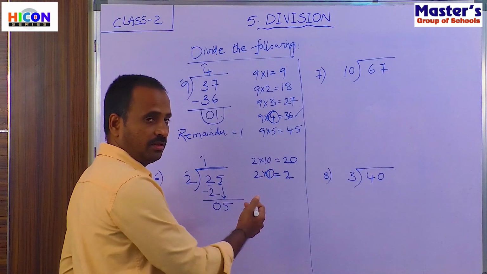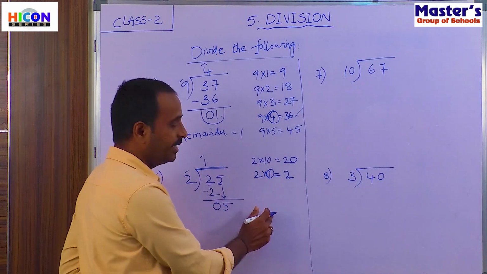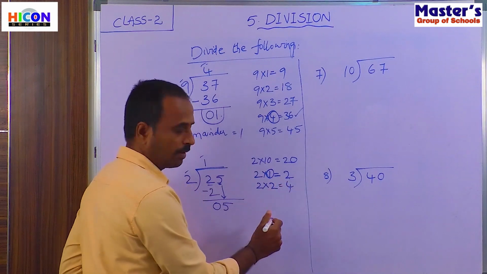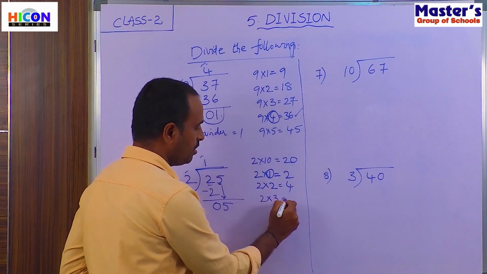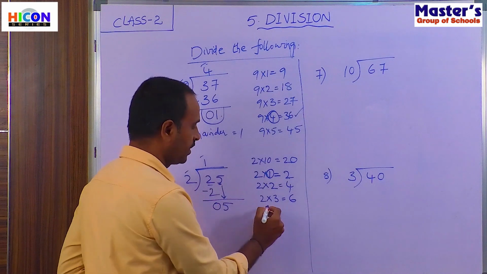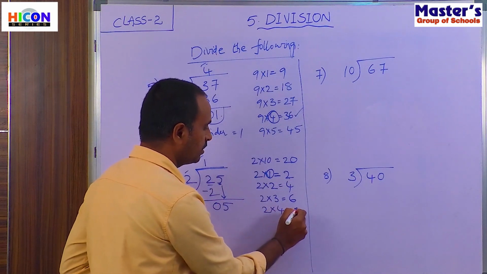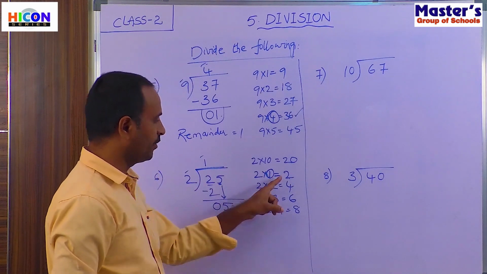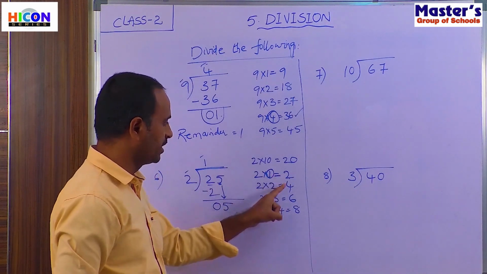Let us recall the second table. So continue the second table. Now take 2 times. 2 twos are 4. 2 threes are 6. 2 fours are 8. So children, if you observe the second table, we did not get the number 5. There is no number 5 in the second table.